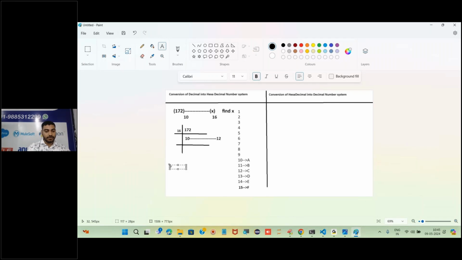Okay, I'll write it like this: 172, which is our decimal value, and we are converting this decimal value into hexadecimal. Now tell me what is the value? 10. 10 belongs to what? A. So I'll write A. Next is 12. 12 is what? C. So the value is A and C. What is the base for this? 16. This is the base for this.